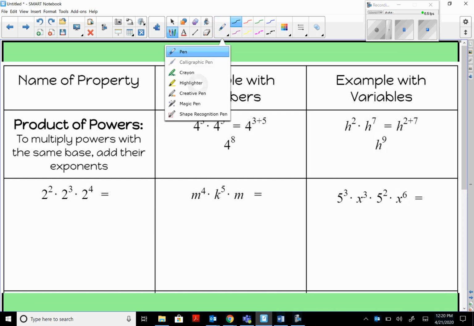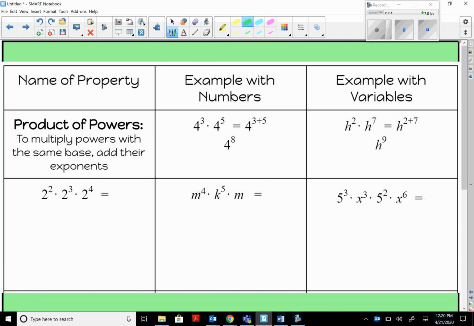I'm going to use my highlighter here. Okay, so the product of powers property states that when you are multiplying powers with the same base, you add the exponents. So if we look at this first example here, you'll see that I'm multiplying 4 to the third times 4 to the fifth. Both of those numbers have a base of 4. And since we're multiplying, we can use product of powers and add the exponents. So the simplified answer for that would be 4 to the 8th power.